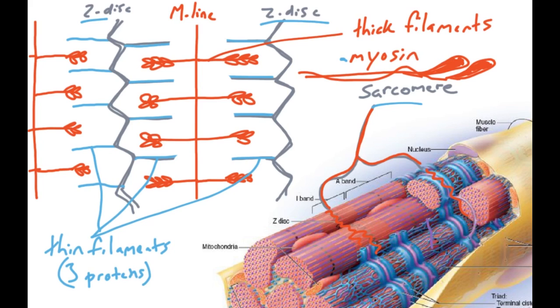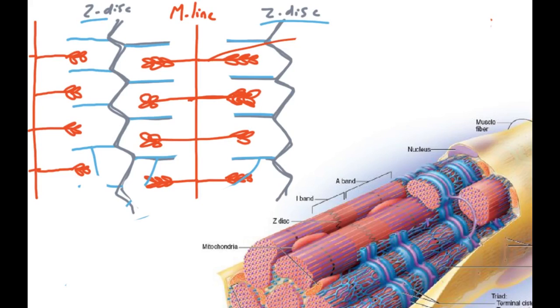In the middle of that, you have the M line. And the M line is going to serve as an anchor point for each of these myosin fibers. And each of these myosin fibers has a myosin head that we will see is ultimately going to attach to the thin filaments. This is also a good place to introduce 2 different bands or patterns within the sarcomere.